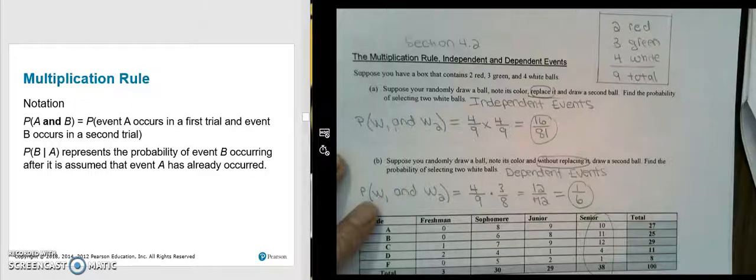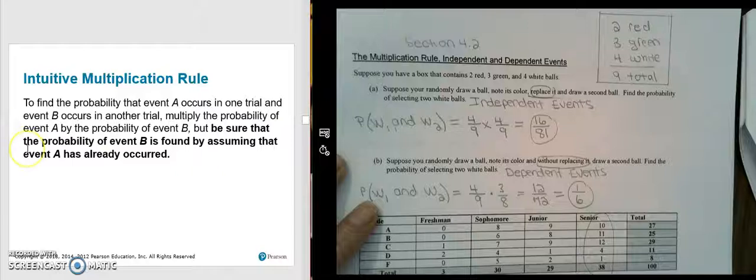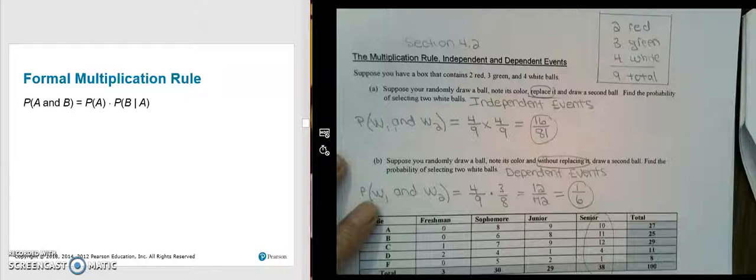Okay, so here are a couple examples about the multiplication rule, which is the second part of section 4.2. Just to introduce this in the PowerPoint, usually they say the probability of A and B, which means A occurs in the first trial, B occurs in the second trial. We'll talk about this notation a little bit later. We can do it intuitively, which is how I typically do it, or we can use a formula or rule. We could do either way.